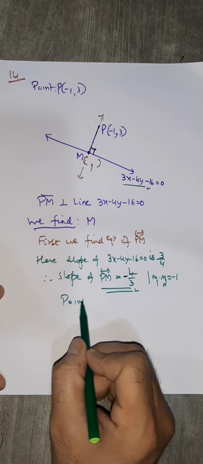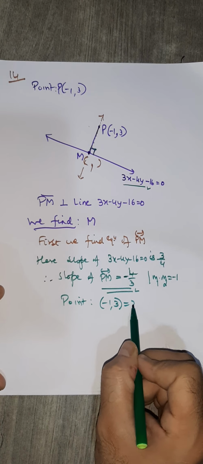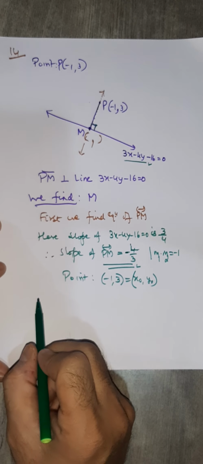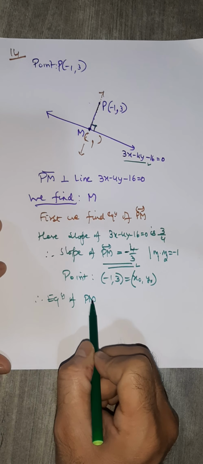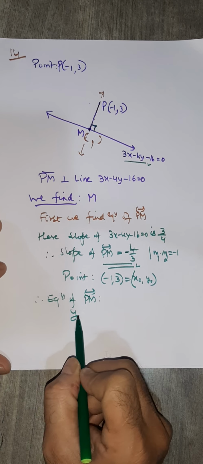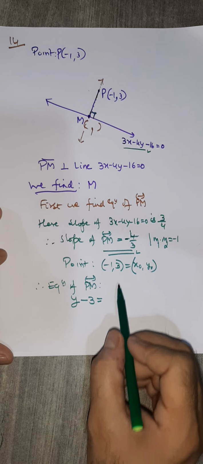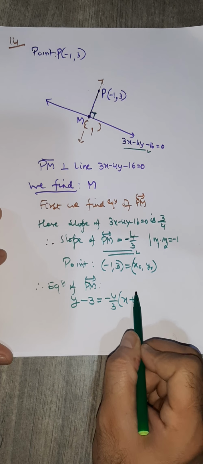The slope we have, and the point is already given. Which point are you given? The point is minus 1 comma 3. So this is like x0, y0 as per our theory. Okay, so immediately you have the equation of PM, line PM. What is that? y minus y0, which is 3. What is the slope here? Slope minus 4 by 3 into x minus x0.